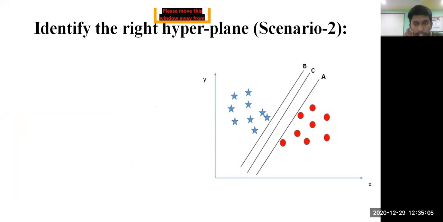Now, in this scenario, can I get some answers? Which among these is considered the better hyperplane? Let's see what the answer is here.